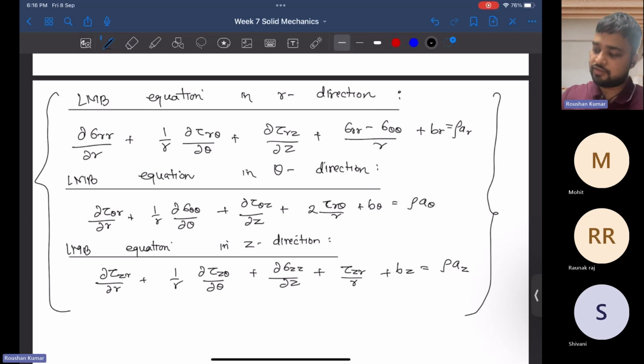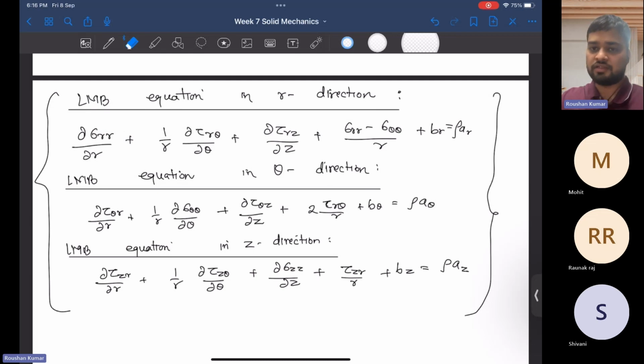When we compare these equations with the equations of LMB in Cartesian coordinate system, we see that the equations for cylindrical coordinate system are quite different. So whenever we work with the cylindrical coordinate system, please be cautious while using the equation, because there are some extra terms in addition to the Cartesian coordinate system, that is sigma r minus sigma theta theta upon r. So this is the overall LMB equation in cylindrical coordinate system.